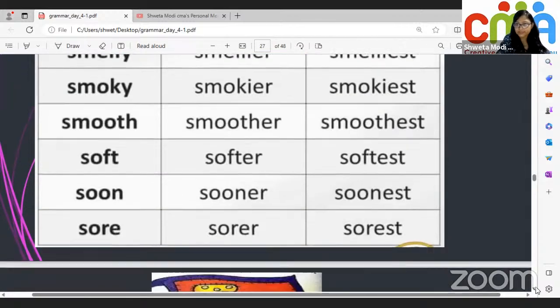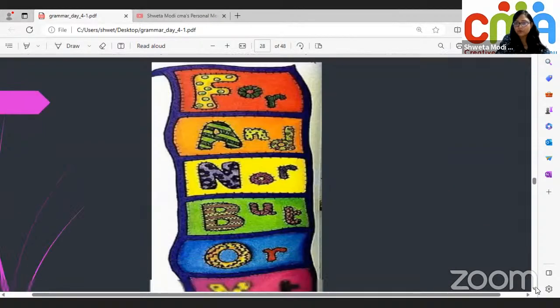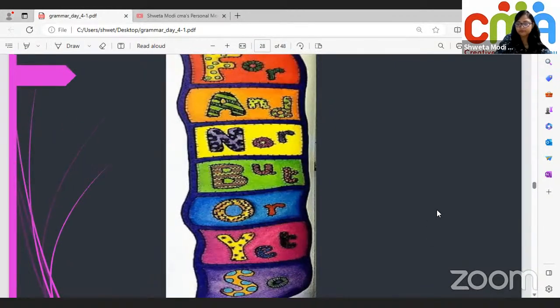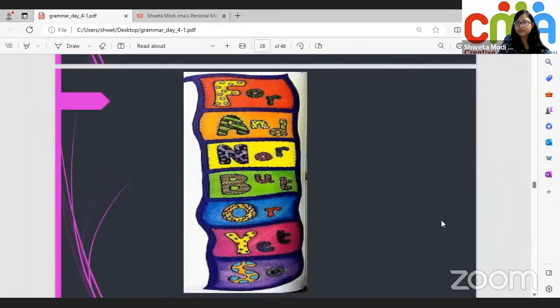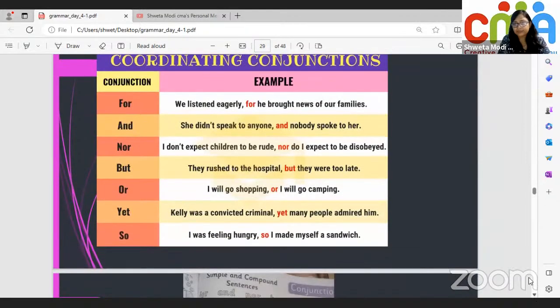So these are the examples. Now, FANBOYS. These are called coordinating conjunctions: for, and, nor, but, or, yet, so. And these are the examples of coordinating conjunctions.